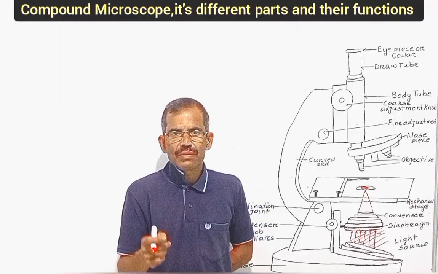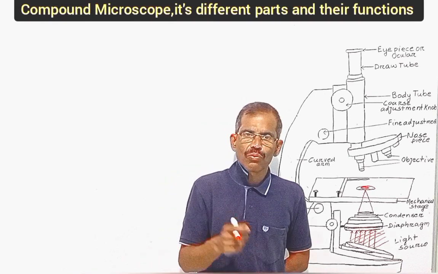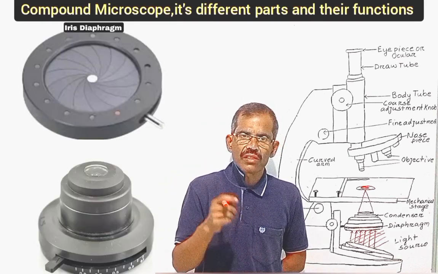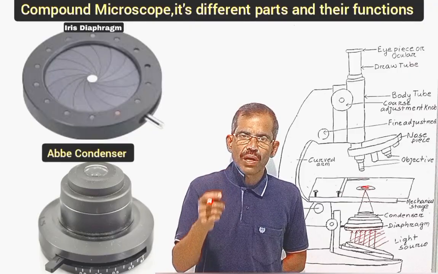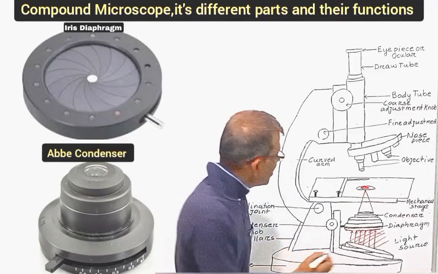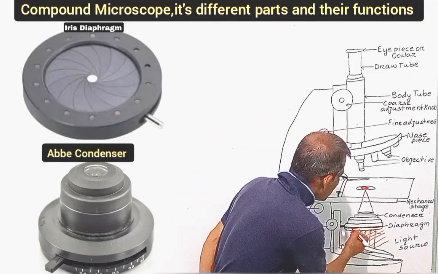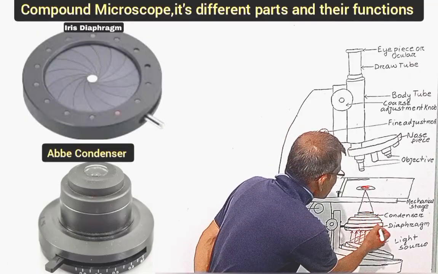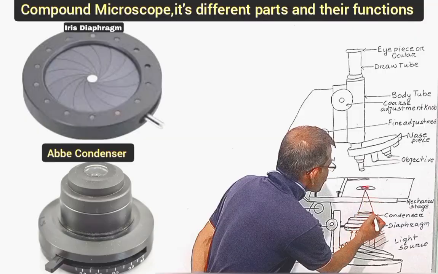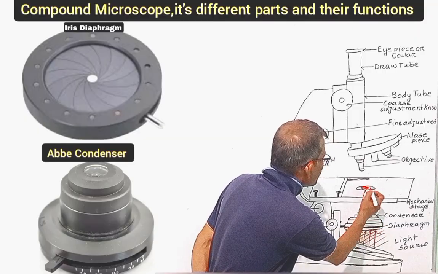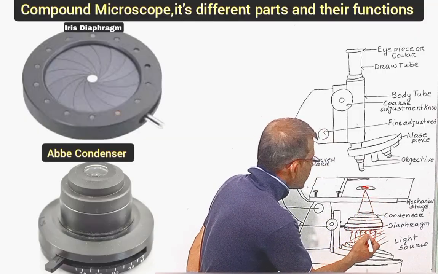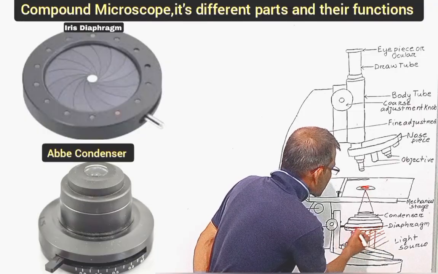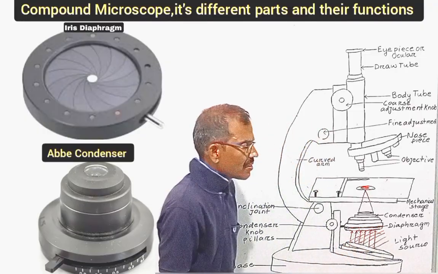There are four types of diaphragms. Number one, the iris diaphragm, which is functionally similar to the iris of our eye. The iris is located right below the substage condenser. This is the substage condenser, which forms a cone of light that illuminates the specimen. The iris is usually attached to the bottom of the condenser lens.